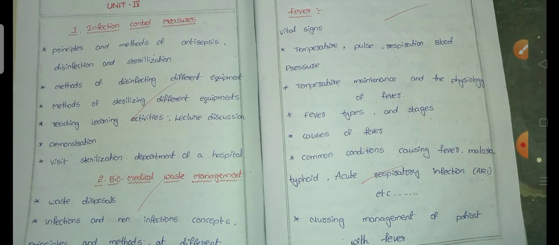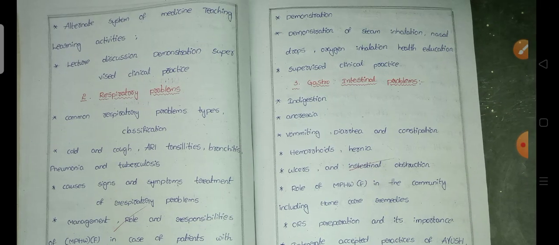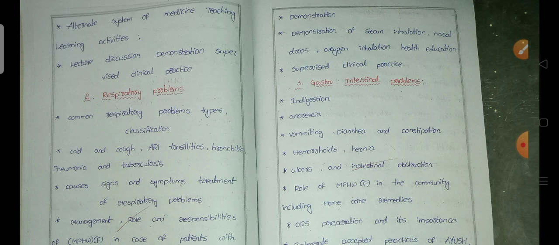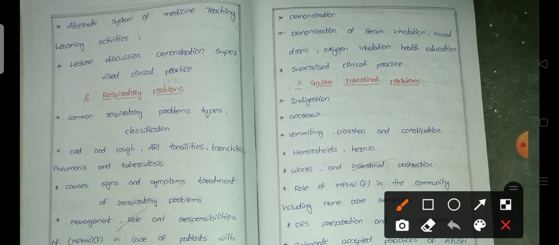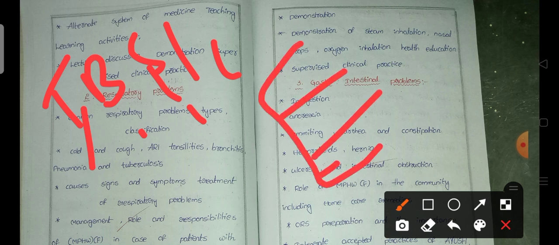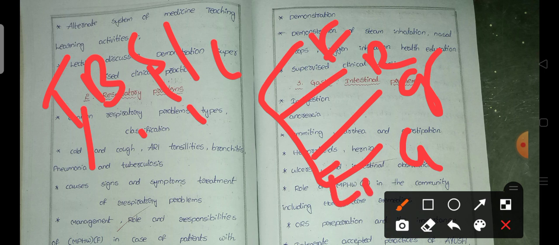Next, coming to the continuation, alternate systems of medicine teaching like Ayush. In common health problems, there are so many different types. It is divided into fever, respiratory, gastrointestinal, genitourinary, metabolic, cardiovascular. So there will be seven partitions. Common health problems is divided into seven partitions.